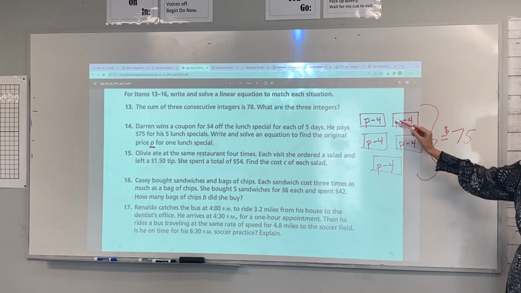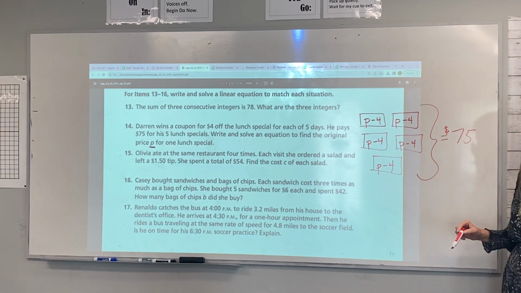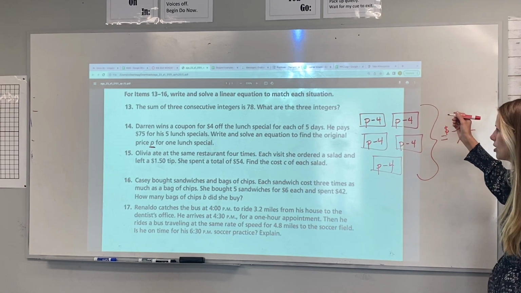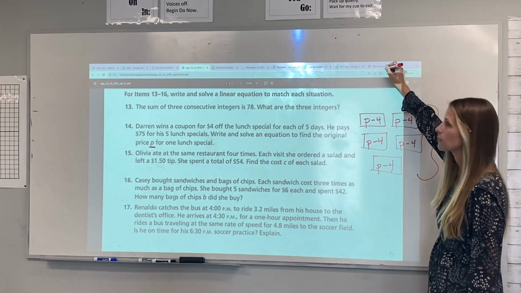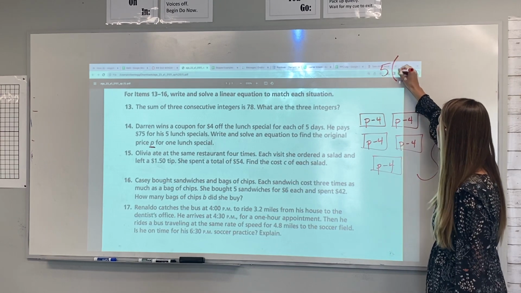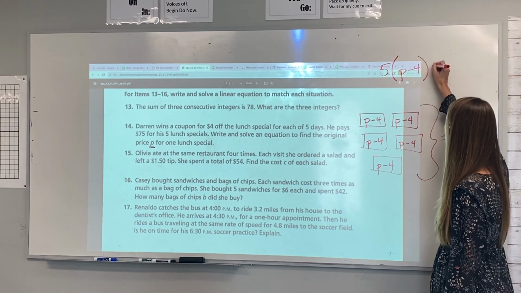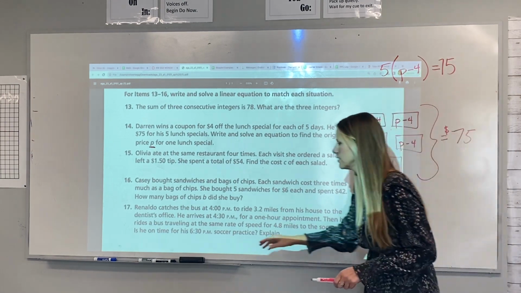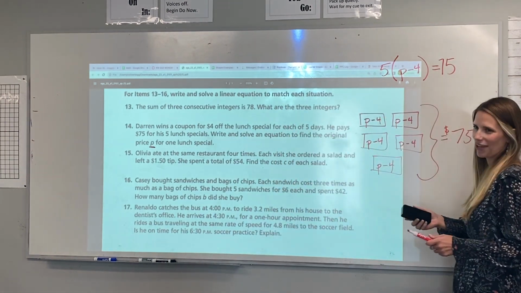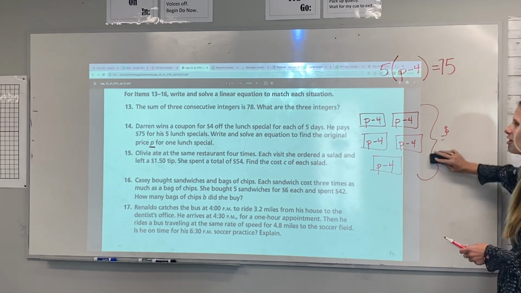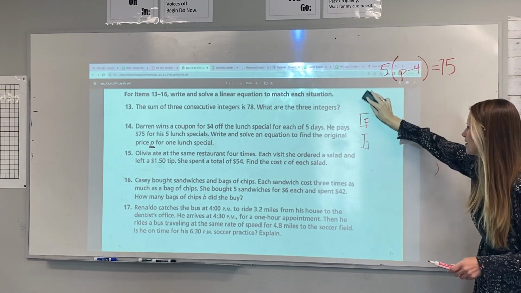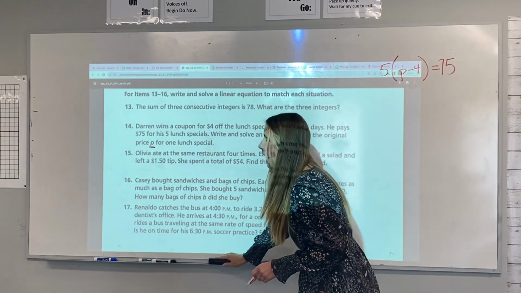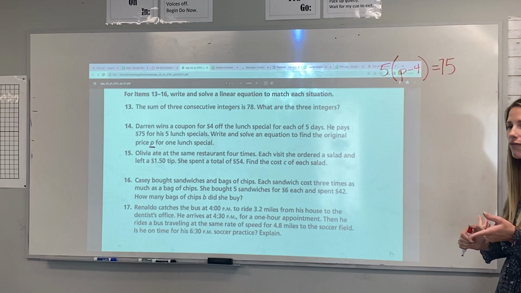If we have these lunch specials 5 times, we can write it. Callie, do you want to tell me how you set up your equation? 5 parentheses P minus 4 parentheses equals 75. Perfect. Raise your hand if you also set it up like that. Good job. Are we going to use the distributive property? Sure, you can. Here's where we have the choice.